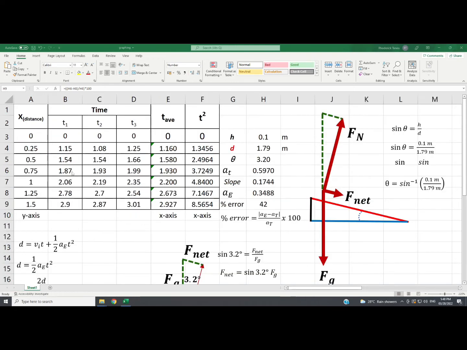Hi, this is a video on how to graph your experimental data using Microsoft Excel.